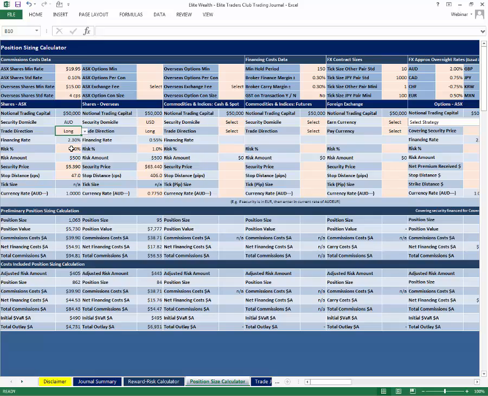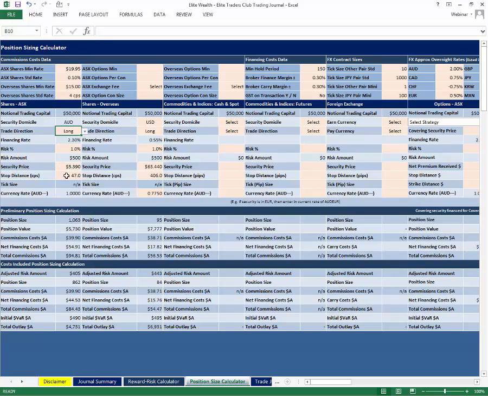The risk percentage per trade: we said we'd have a 1% risk per trade in our trading plan on the journal summary page. You can fill this out. It doesn't populate through from the journal summary page. You can alter this if you wanted to, but we'll go with 1%. And I've just, as an example, used the previous trade setup for AZJ on here with an entry price of 5.39 and a stop loss of 4.92.